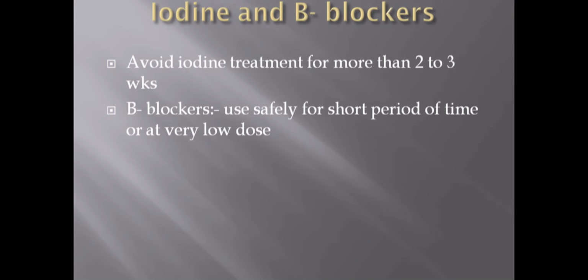The other option of management is beta blocker. Beta blocker use in pregnancy is a place of debate, because it can result in IUGR and depression. So the recommendation is to use beta blocker for a short period of time or in a very low dose during pregnancy.